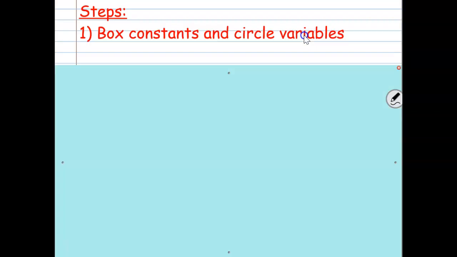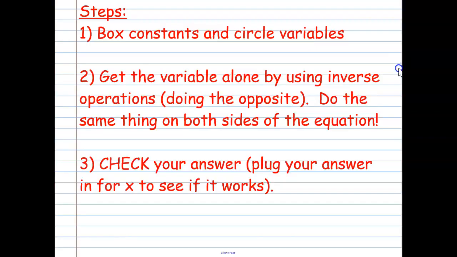All right, let's jump into some notes here. Go ahead and pause, copy this down. So we're still going to box and circle like we've been doing. Our whole goal is to get the variable, the x, the y, the whatever, alone by using the inverse operations. Inverse operations is a fancy way of saying doing the opposite. And we want to make sure we're doing the same thing on both sides of the equation to keep it balanced. The last thing we're going to do is, you should never get an algebra problem wrong because you can check your answer. You can throw your answer in for x and see if it works.